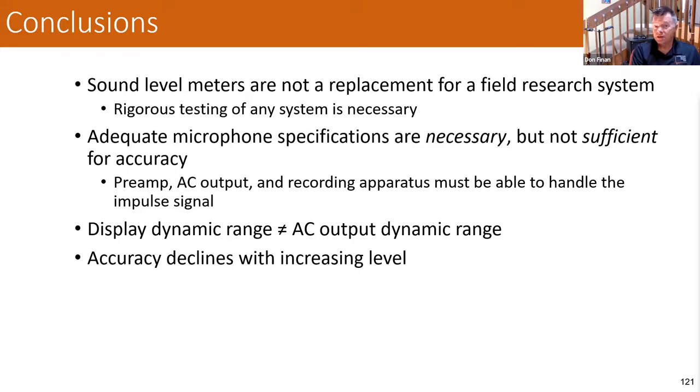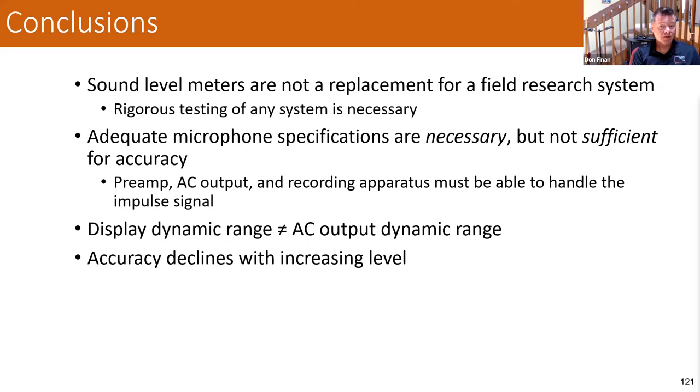Basically, what we've covered, and to conclude, is that sound level meters are not a replacement for a field research system for measuring impulsive noise. The specifications for the equipment, including for the microphone itself, are necessary. We have to have adequate specifications, but they are not sufficient by themselves. The preamplifier, the AC output that might be coming from a system, and a recording apparatus must all be able to handle the impulse signal, not just the microphone, but all those components of that measurement system.